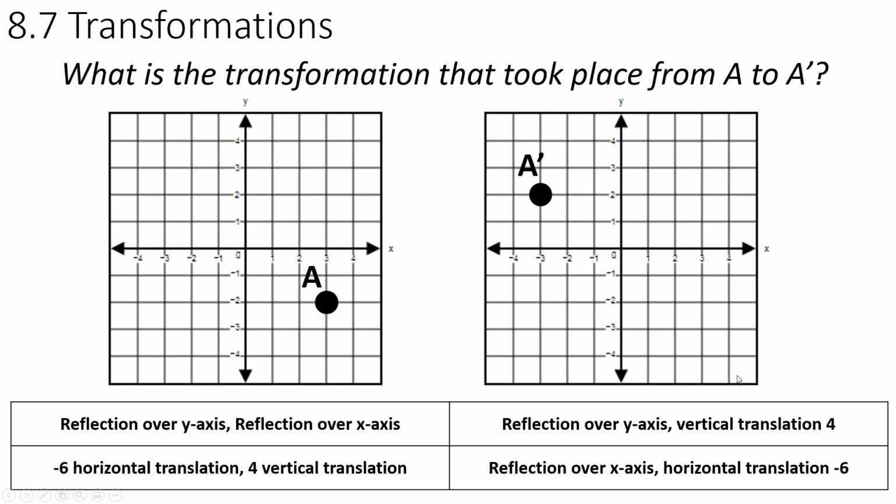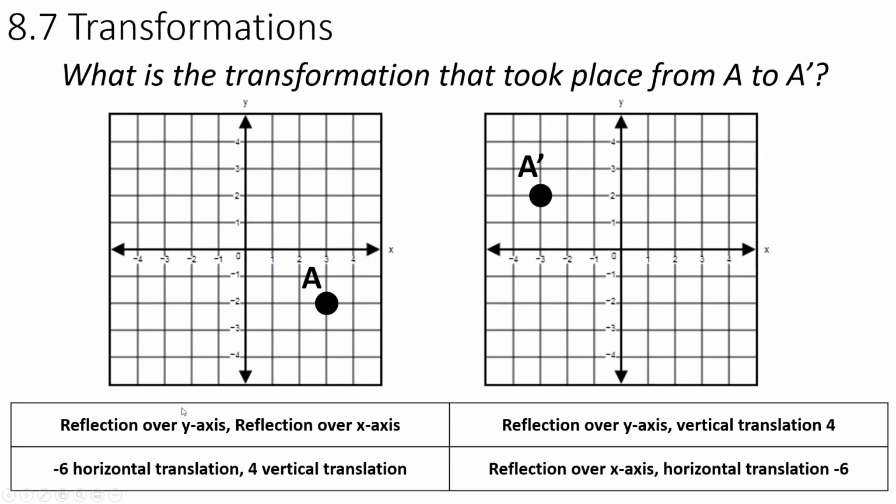All right, the transformation that took place from A to the image of A. Let's see the first choice, reflect over Y, reflect over X. Well, if I reflect over Y, it goes here, and then if I reflect over X, it goes up. That would work.